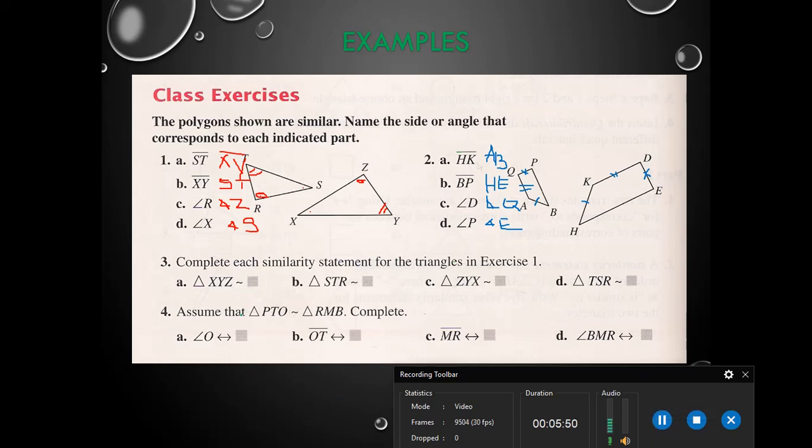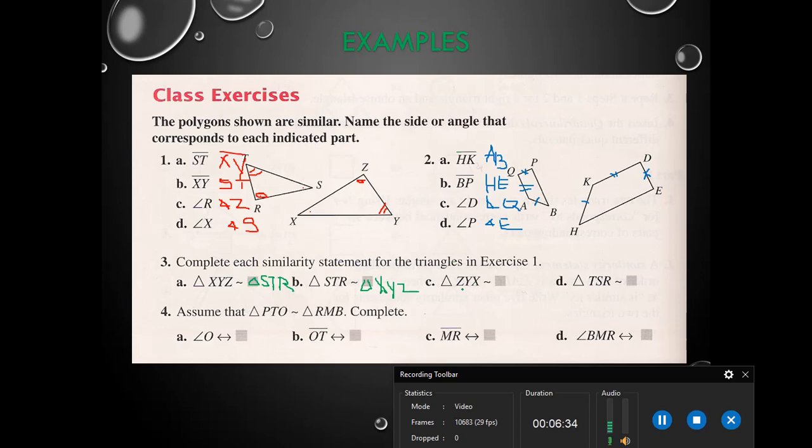For number 3, let's match the similarity statement that they're describing. They started with X, Y, Z. We want to maintain that order. So we went from the dot to the double arc to the little circle. So over here we'll start with the dot, which is S, to the double arc, T, and to the little circle, which is R. So this is the correct order based on how they're describing it in A. In B, we're just going from the smaller triangle to the larger triangle. STR was already established, so we want to maintain it as X, Y, Z.